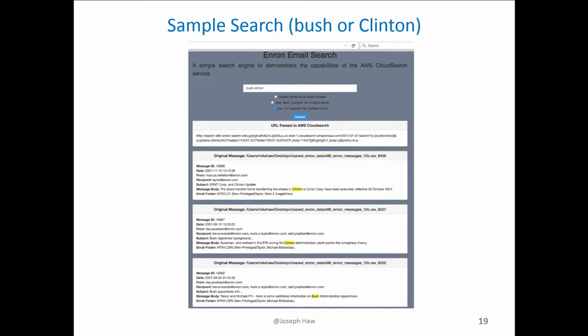Next, we'll look at a search that's just Bush or Clinton. So this is any of the terms that we have here, and we can see that this was formatted with an upright character in between the terms in the URL. And the results returned to us do in fact have either Clinton or Bush in them.